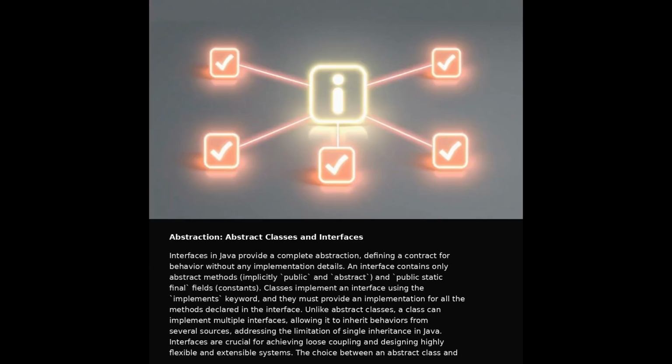Interfaces in Java provide a complete abstraction, defining a contract for behavior without any implementation details. An interface contains only abstract methods, implicitly public and abstract, and public static final fields, which are constants. Classes implement an interface using the implements keyword, and they must provide an implementation for all the methods declared in the interface. Unlike abstract classes, a class can implement multiple interfaces, allowing it to inherit behaviors from several sources, addressing the limitation of single inheritance in Java.